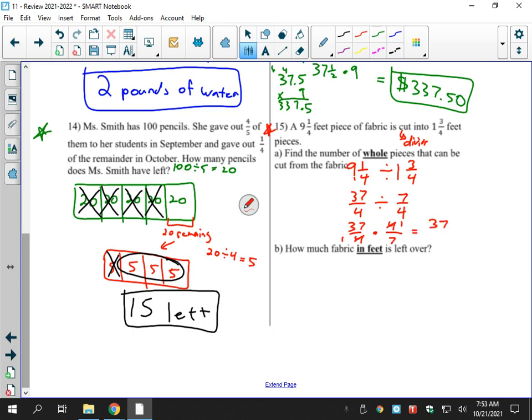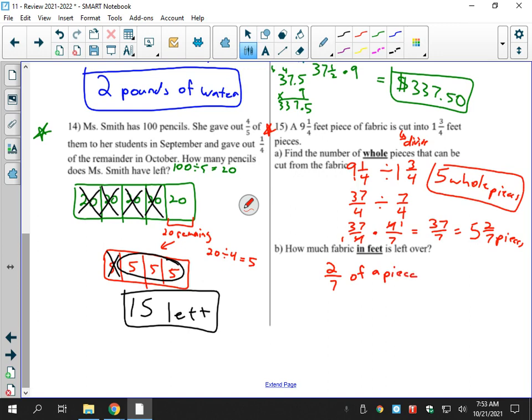This gives us 37/7, which isn't helpful. Make it a mixed number. That would be 5 2/7 pieces. Right, so how many whole pieces? 5 whole pieces. Now the part that gets people is part B. How much fabric in feet is left over? From part A we have leftovers of 2/7, but that's 2/7 pieces. Right now our leftover is 2/7 of a piece.